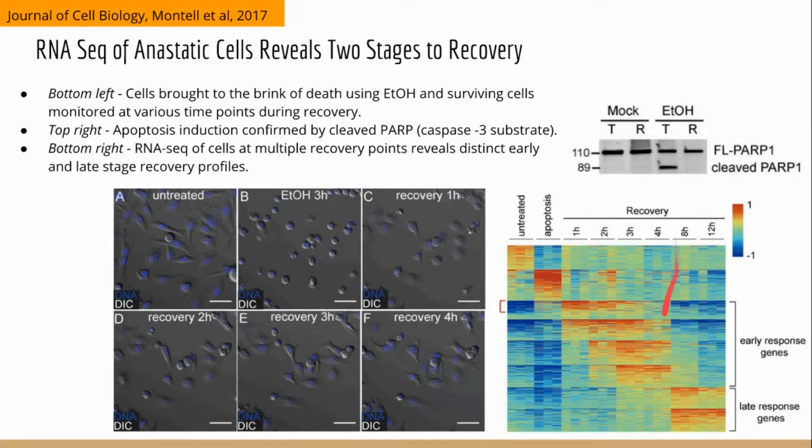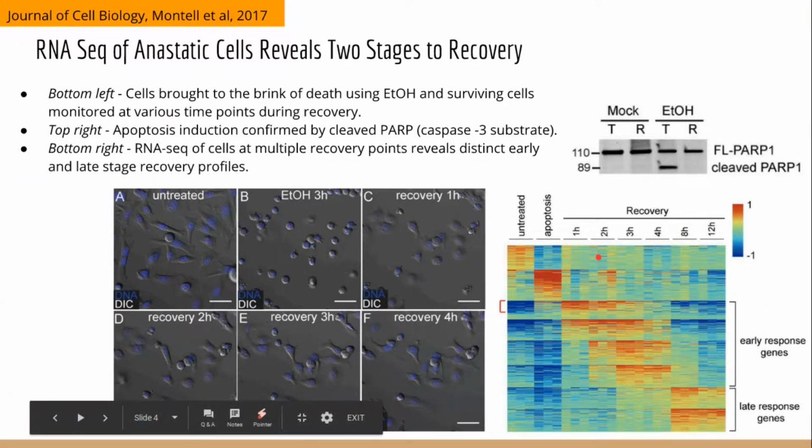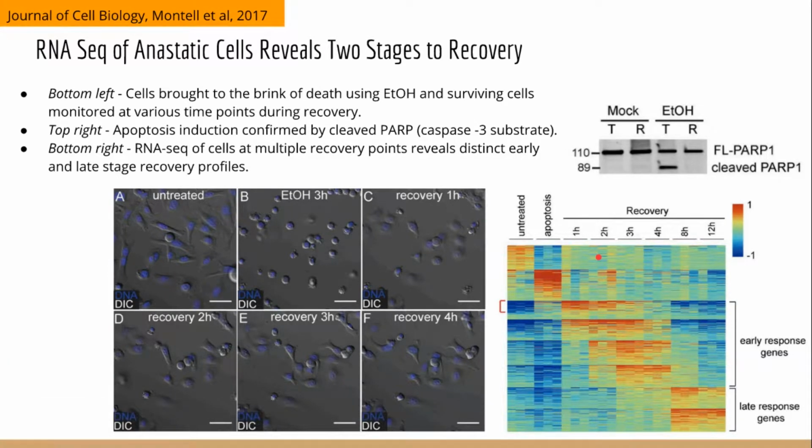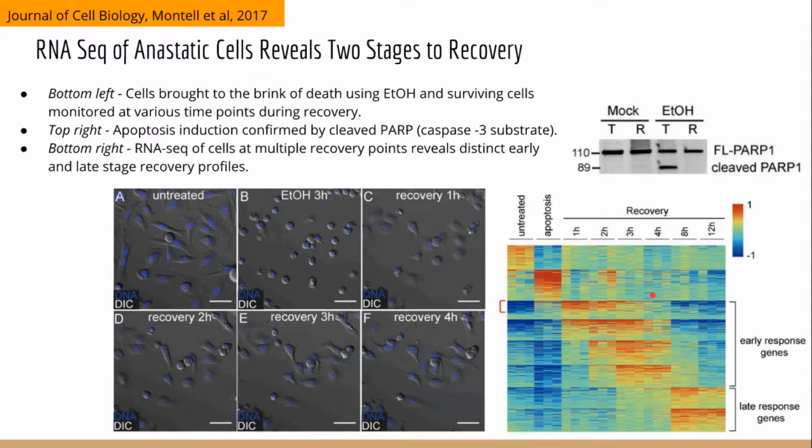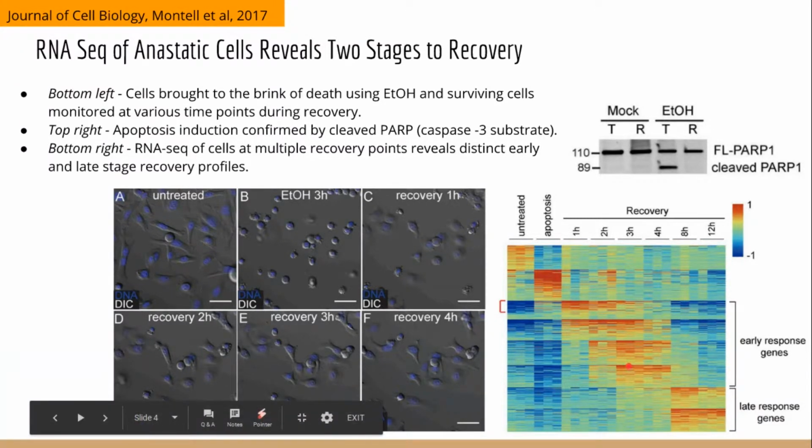Then they took these cells at different time points and they sequenced their mRNA. And in this heat map, we see two distinct stages of recovery. We see an early response set of genes. So these genes are classified as the early response. They occur roughly 1 to 4 hours following the pulse of ETOH and the recovery. And then we see another distinct set of transcription occurring around 8 to 12 hours. So we have two sets of transcription. And now let's examine exactly what those genes are that are being upregulated.